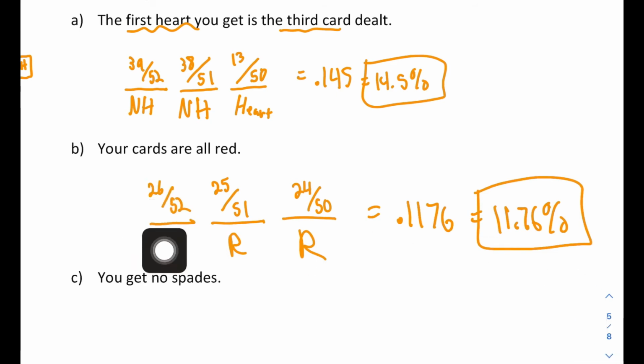So again, this is the probability that we had a red card. This is the probability that the second one is a red card, given that the first one was red. This is the probability that the third card is red, given that the first 2 were red.